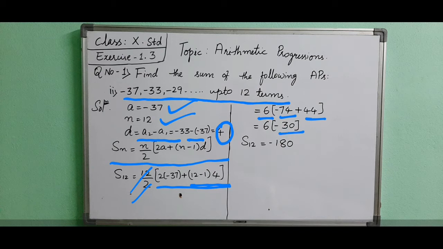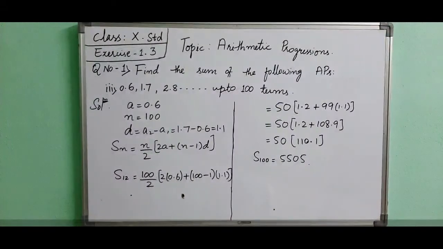Signs are different, that's why we are subtracting. It is minus 30. 6 into minus 30 is minus 180. So if we add these terms up to 12 terms, our addition answer will be minus 180. Now in the same way we will go for the third question.